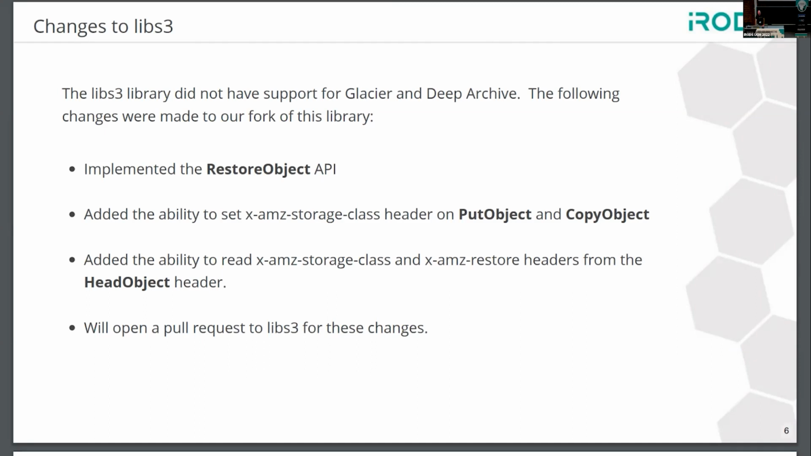The biggest thing is we had to implement the restore object API because that didn't exist at all. In addition, we had to be able to set the XAMZ storage class for either put object or copy object, the ability to set that header. We added the ability to read the XAMZ storage class and the XAMZ restore headers from the head object, so we would know whether we're in Glacier or not.